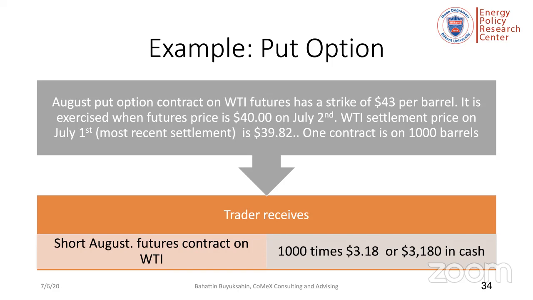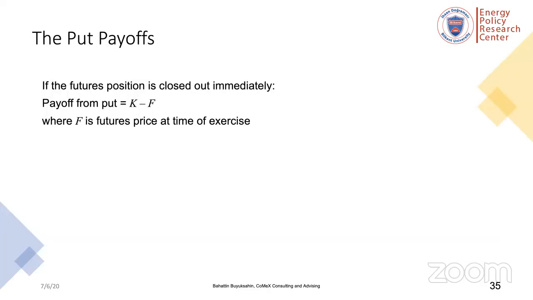This is the 43 minus 39.82 times the number of barrels, plus a long position in futures, plus a short position in the August WTI contract. So if he desires, of course, the position in the futures contract can be closed immediately, because initially you are short, now you need to buy a long contract on WTI.